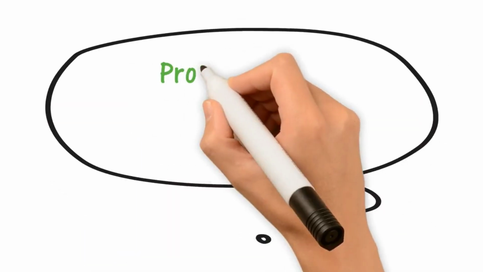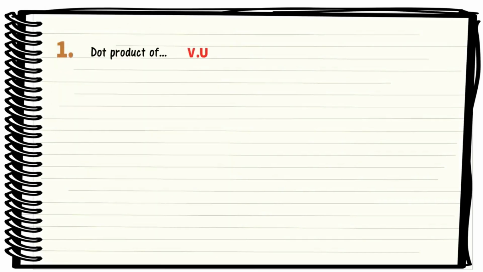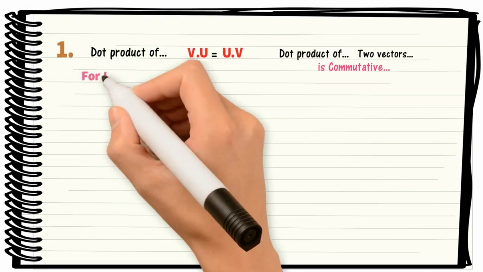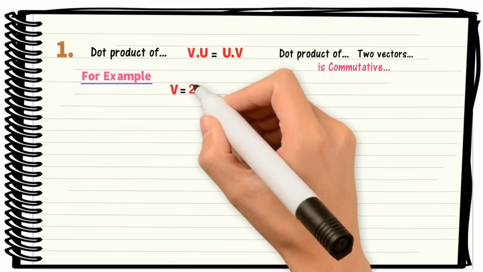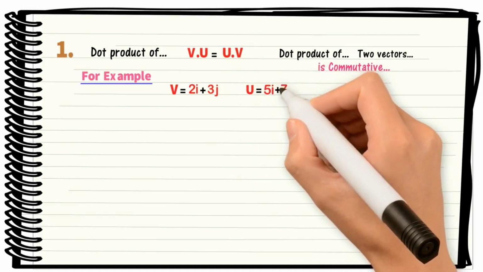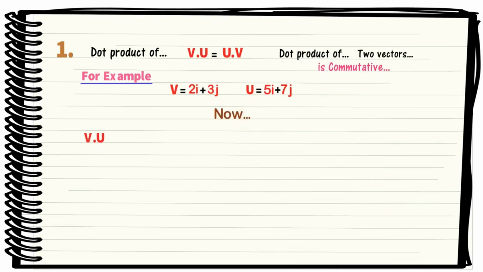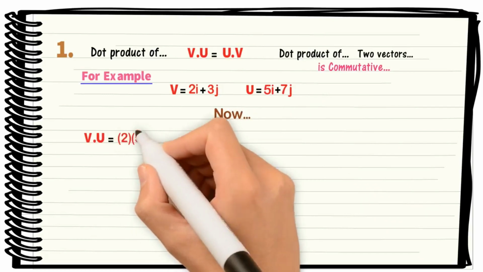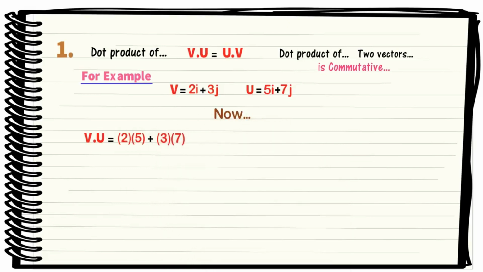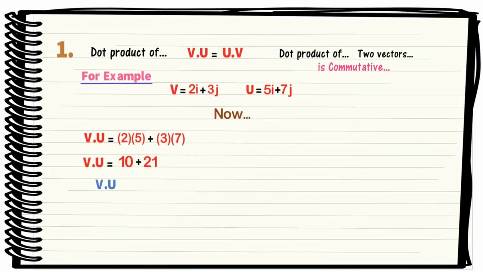Now let me tell you about the properties of dot products of vectors. The dot product of V and U is equal to the dot product of U and V, or we say the dot product of two vectors is commutative. For example, if I have a vector V which is equal to 2i plus 3j, and a vector U which is equal to 5i plus 7j, then the dot product of V and U is equal to 2 multiplied by 5 plus 3 multiplied by 7, which is 10 plus 21, and I'm getting 31.